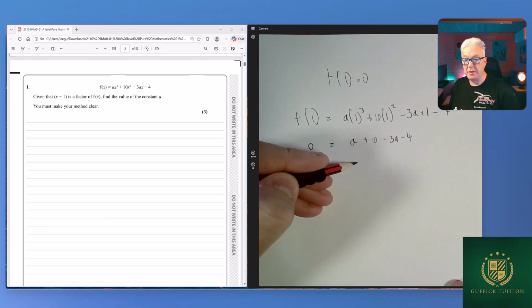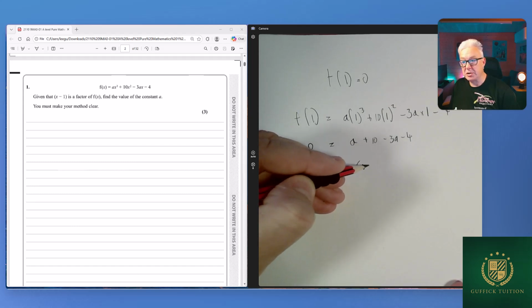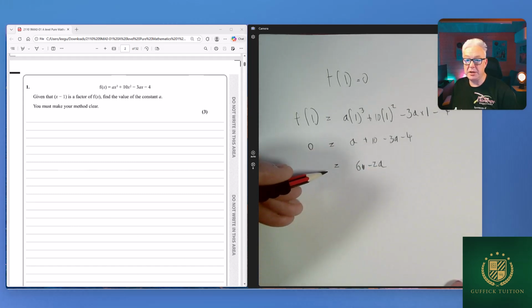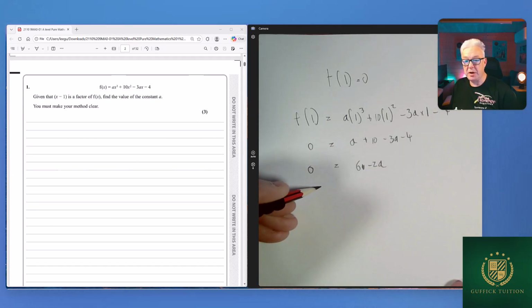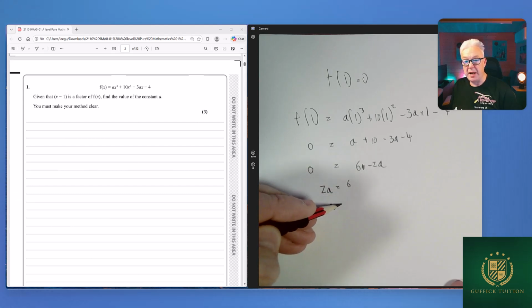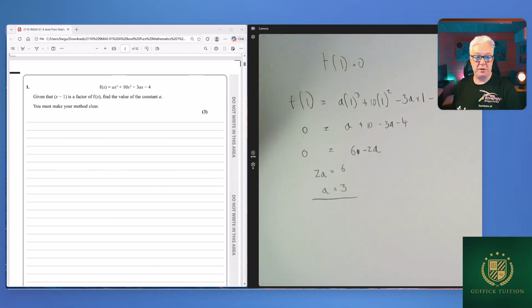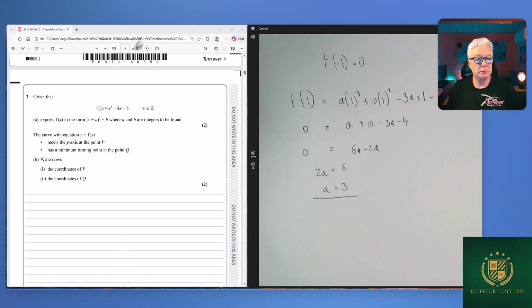So that is going to be 6 minus 2a. So 6 minus 2a is equal to 0. So 2a is equal to 6. So a is equal to 3. And that is that question done. So super nice question there for that one, I think you'll agree.